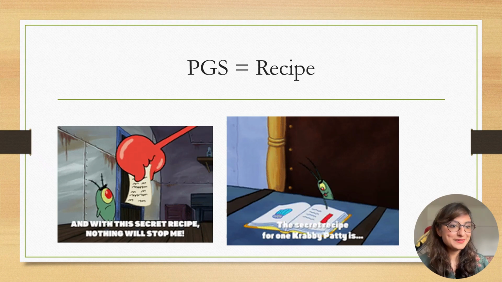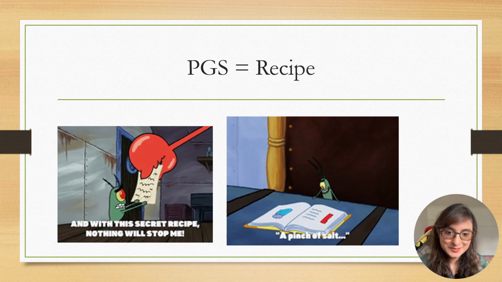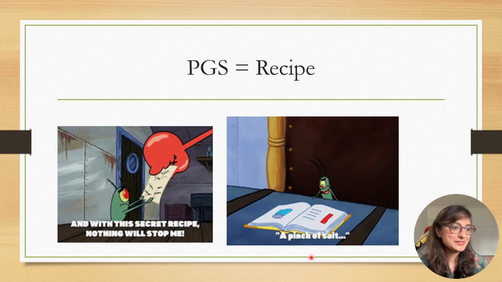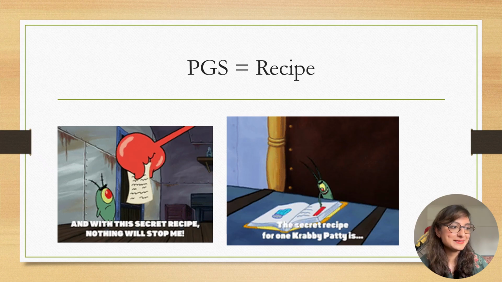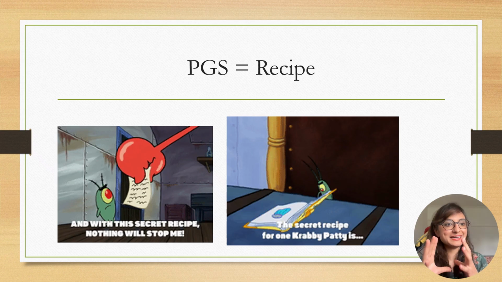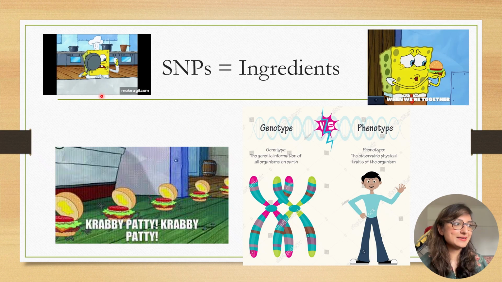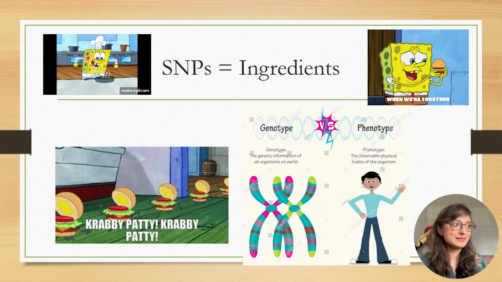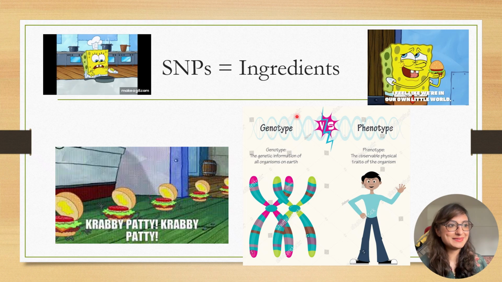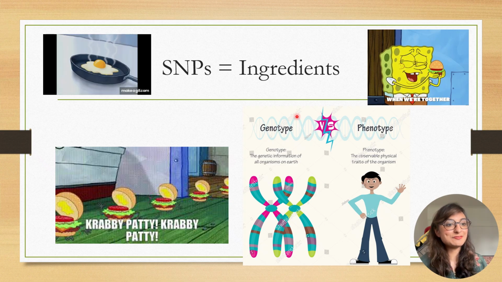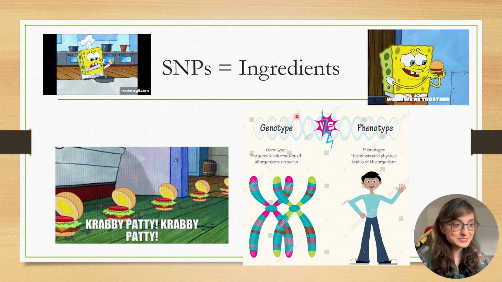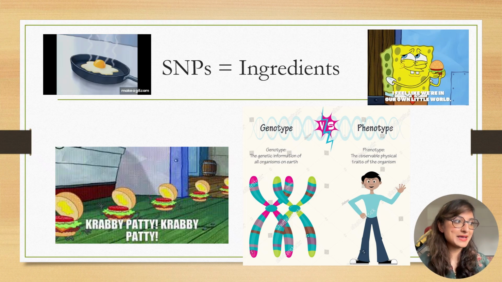So an analogy from one of my favorite shows of all time, SpongeBob SquarePants, is that a polygenic score is like a recipe for making Krabby Patties, a pinch of salt, the different things that go into it. To make a Krabby Patty you need a certain set of ingredients. I'm sure eggs don't just turn right into Krabby Patties, but you need certain ingredients to make them, and to follow that recipe, the ingredients are SNPs. SNPs are what make the final polygenic risk score. The ingredients are what goes into a Krabby Patty.